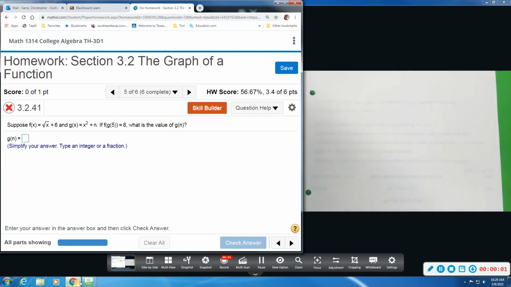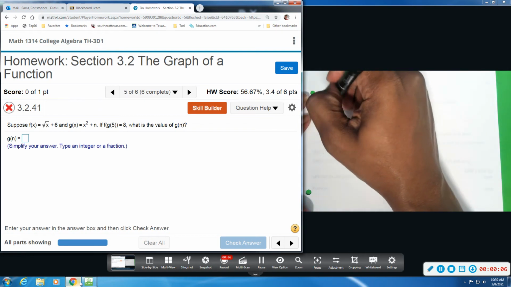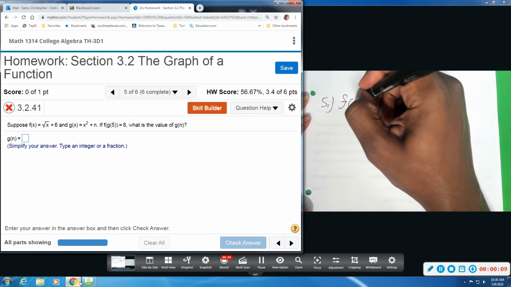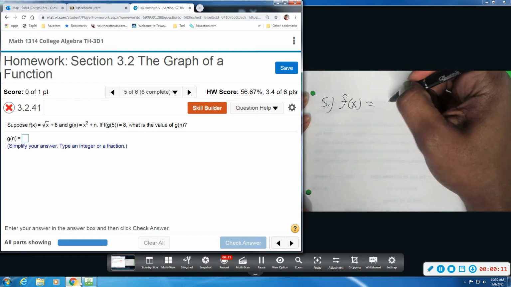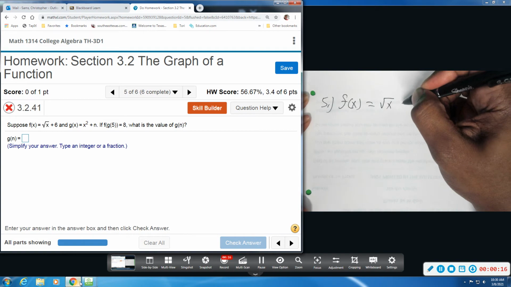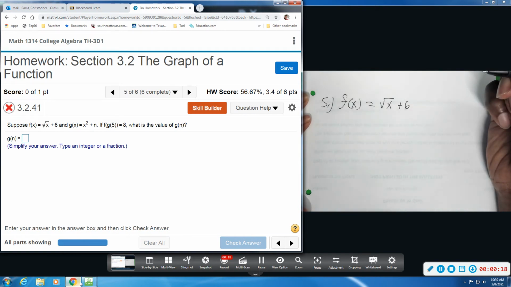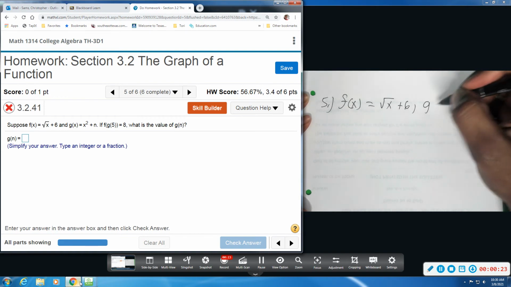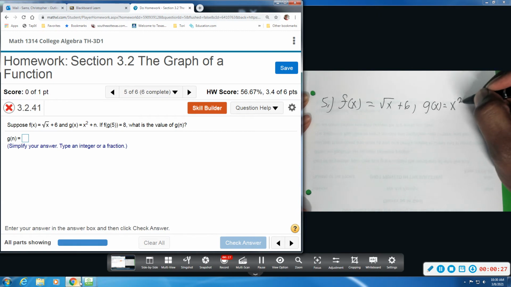All right, question number 5. We have function notation. So we're given that f of x, so this first function, is equal to the square root of x plus 6. And we're given another function, g of x, and g of x is equal to x squared plus n, and we do not know what n is. And then we're given some more information.